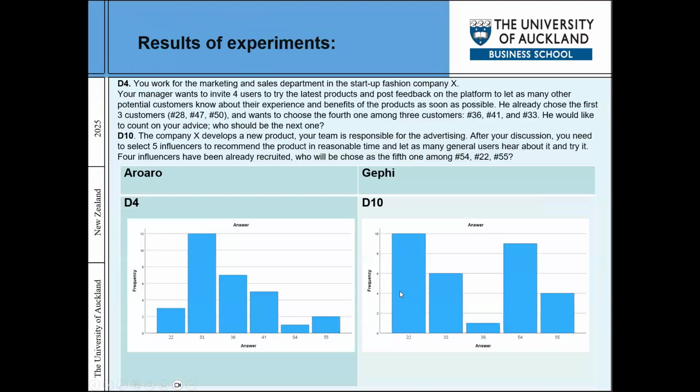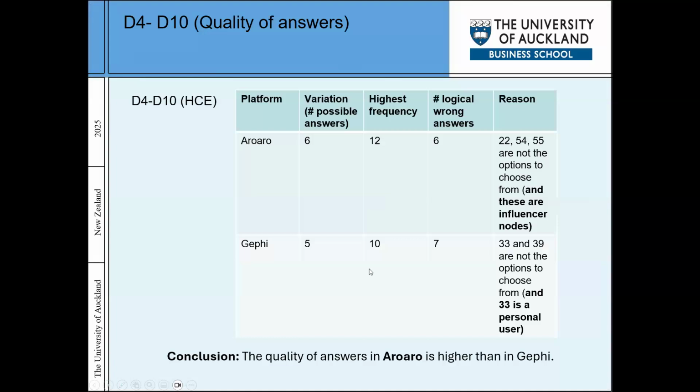And we go back to the question that we considered, that was D4 and D10. What you're seeing here is again the spread, the highest frequency of answers, and I'll show you the results on the next slide. On RO, there were 6 possible answers which were chosen, and on GEFI, there were 5 possible nodes that were chosen as answers. Highest frequency on RO was 12, that is 12 participants chose a particular node as answer, and here it was 10. And logically wrong answers.